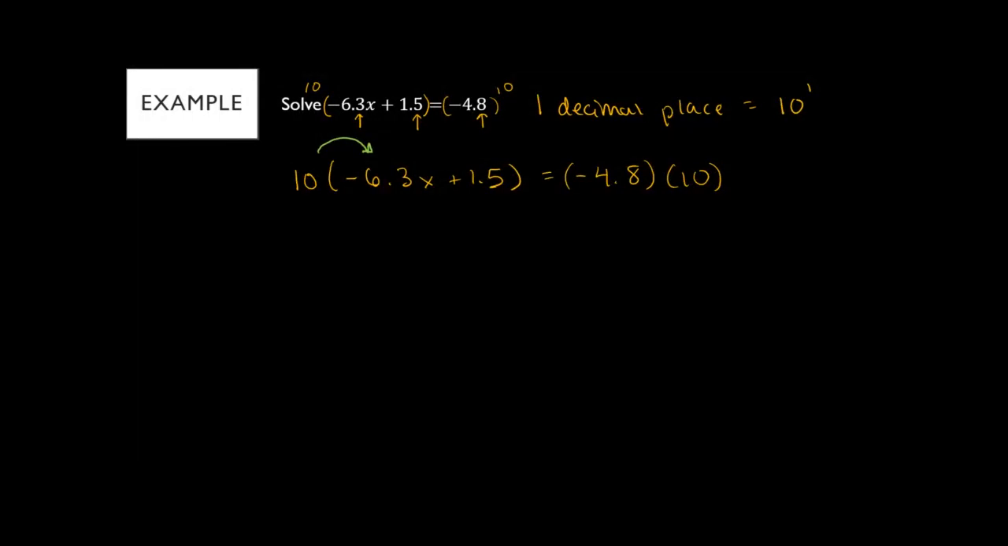So when we multiply by 10, this decimal point is moving to the right one. So we're going to get negative 63 there instead of negative 6.3. So you don't even really need to use a calculator because of the multiplying by 10 here. So when we multiply 10 by 1.5, that 0.5 is moving to the right. So that would be 15.